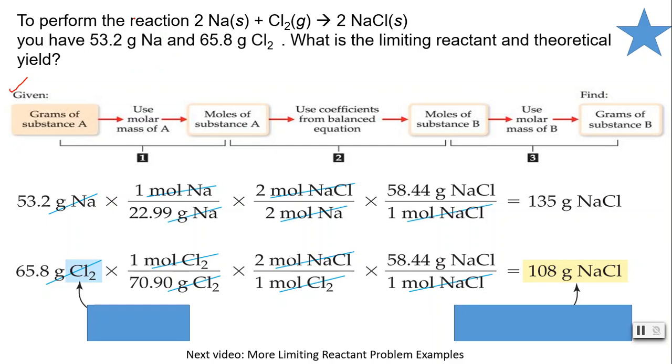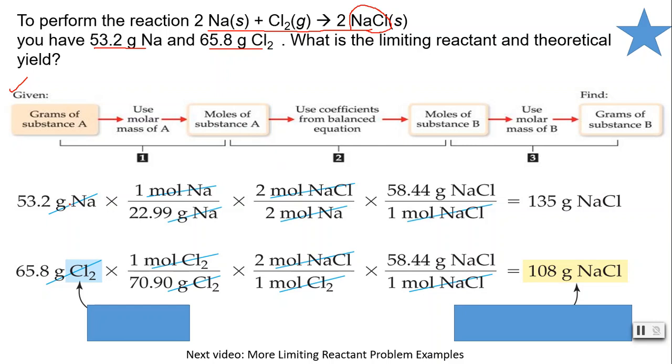So in this problem, let's talk through it. We have this balanced chemical equation. I give you amounts in terms of grams of 2 reactants. And I want to know what the limiting reactant is and the theoretical yield. So anytime you see the term limiting reactant, think, oh, the limiting reactant, that's the one that produces the smallest amount of product, which in this case is going to be NaCl.